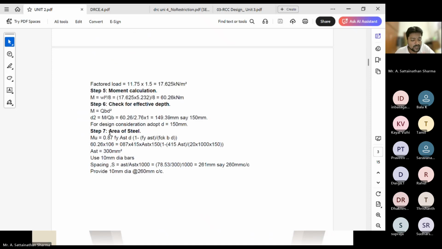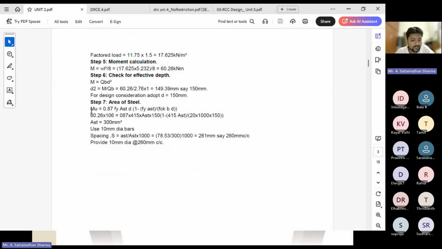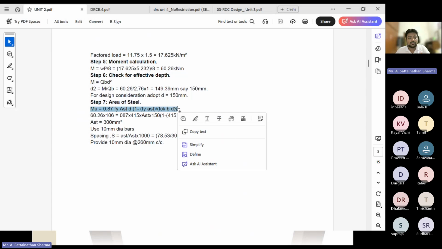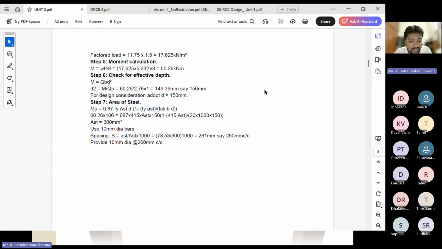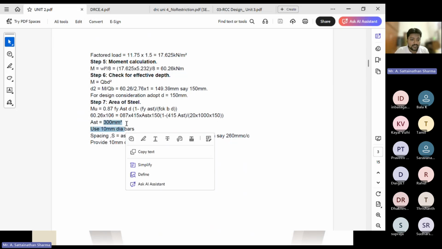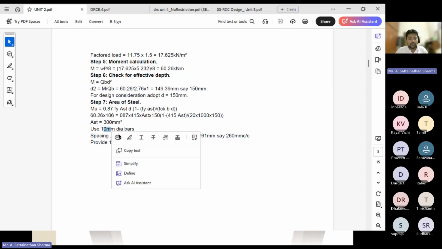Then AST calculation, you know very well. We have done this formula more than 1000 times. Mu equal to 0.87 fy AST formula, which is there in the code book. So you can solve it and you can do with the AST. Once AST is given, already assume the bar is 10 mm diameter, right? So from that, you can calculate the spacing.